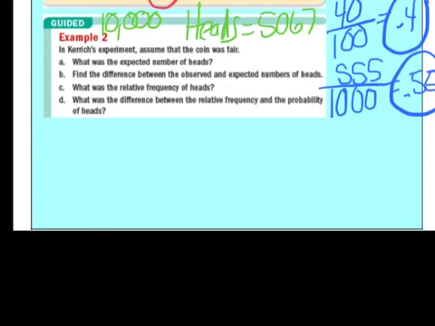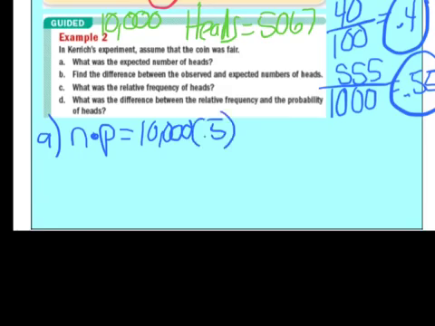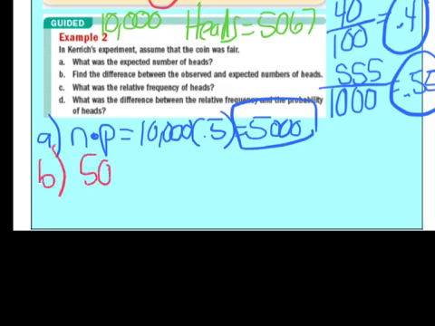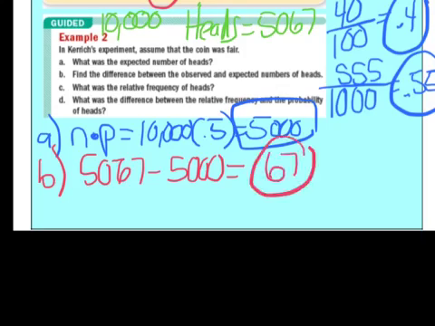Now, the expected number, if you look at the formula again, remember, is just how many times he did the experiment and then what the probability is. So there were 10,000 times he did the experiment. The probability of getting heads is 50%. So we should expect him to get heads 5,000 times. Now find the difference between the observed and the expected number of heads. He observed that he actually got 5,067, but the expected outcome was 5,000, so the difference between observed and expected is 67 additional heads.